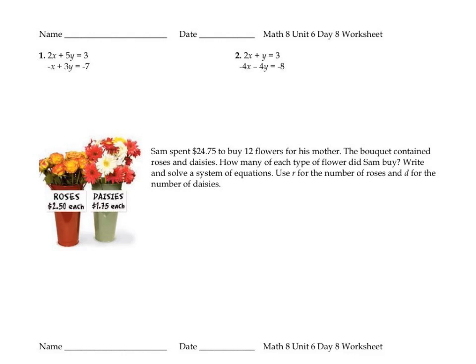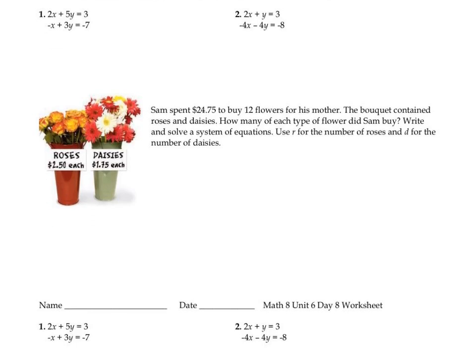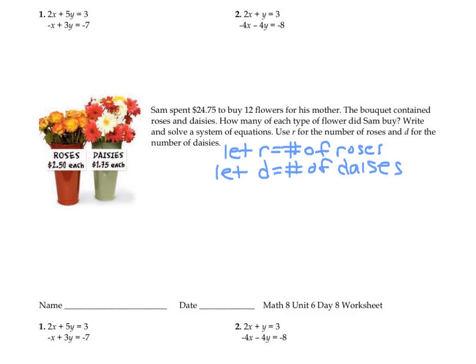So we can just start by saying let R equal number of roses, let D equal number of daisies, just so we can define our variables. And then we need to write our system of equations.